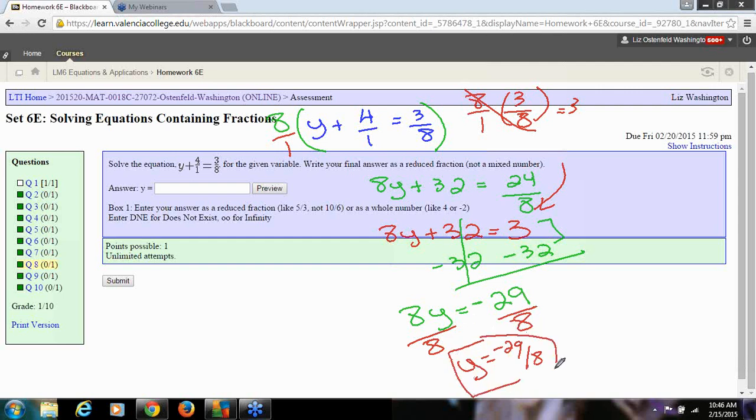And that will be my final answer because 29 and 8 do not have any common factors. 8 has factors of 2, 4, and 8. Well, 29 isn't divisible by 2, 29 isn't divisible by 4, and 29 is not divisible by 8. So I cannot simplify this anymore. And that would be my final answer. Again, use parentheses when you're plugging in your fractions. MAT0018 tends to like that a little better.